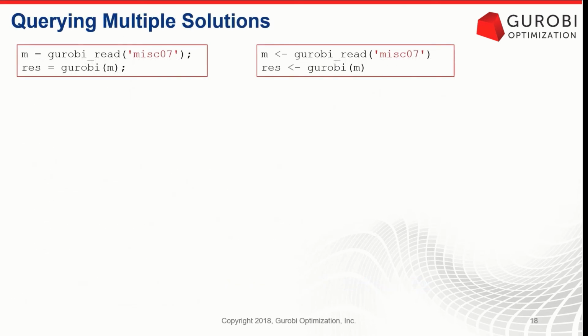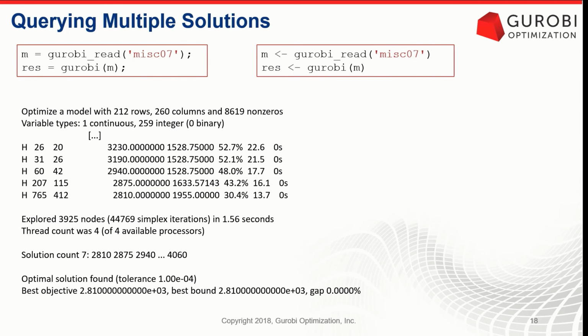All right, we move on from multiple objectives to multiple solutions. So here are two snippets of code, one for R and one for MATLAB. Both read the example MISC07 from the distribution. Find it in the data directory of the examples. Well, they just read it in and solve. So what you see in both cases is this log. I've truncated it a little bit to fit on the screen.